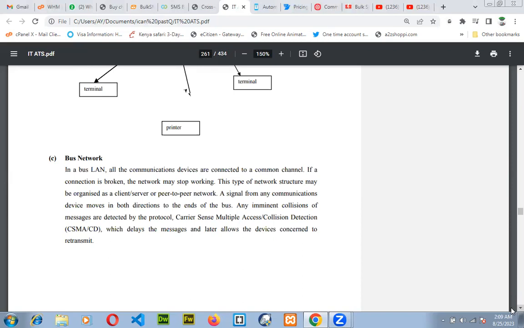A signal from any communication device moves in both directions to the end of the bus. Any imminent collision of messages is detected by the protocol, Carrier Sense Multiple Access Collision Detection, which delays the messages and later allows the devices concerned to retransmit.